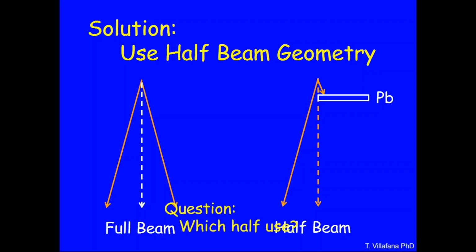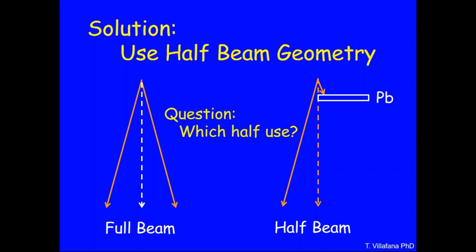So now with a half beam geometry, if we're going to knock out half the beam, the question is, which half are you going to throw away? Well, you would think immediately, hey, let's throw away the anode half because that's the one that has the garbage. Especially since in mammography, we usually tend to have very short SIDs.